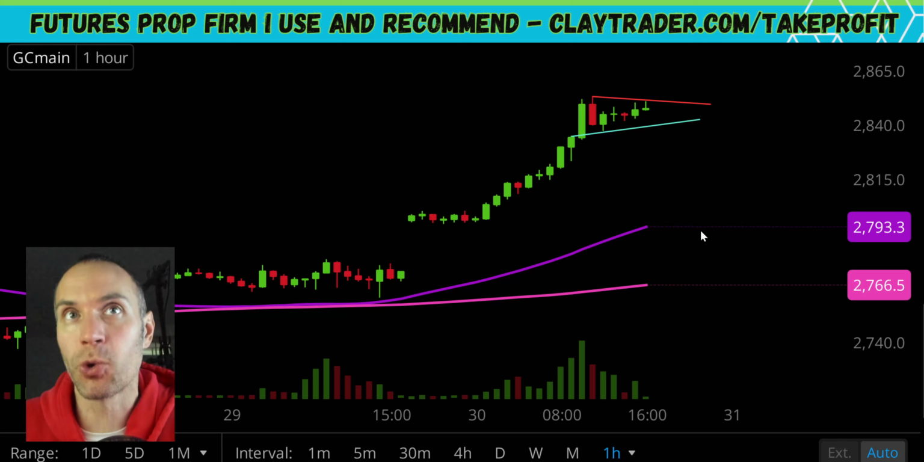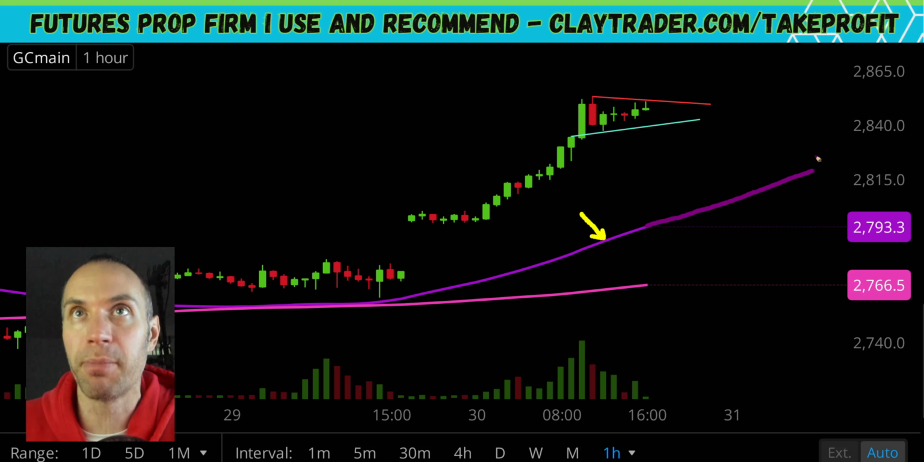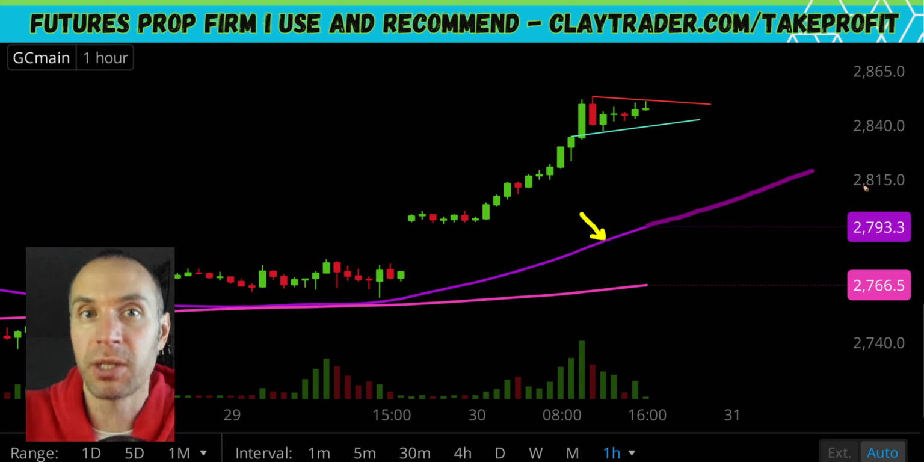Any sort of bigger pullback, you'll want to watch the purple line right there, the 50-period moving average, keyword being moving. So as time goes by, that line is going to continue to move itself higher and higher. But all things considered, impressive move here for gold. Got the bull pennant headed into the next session, so we'll see what happens.